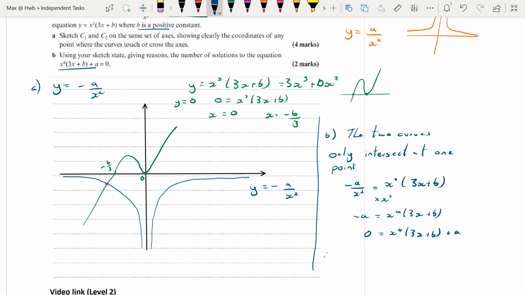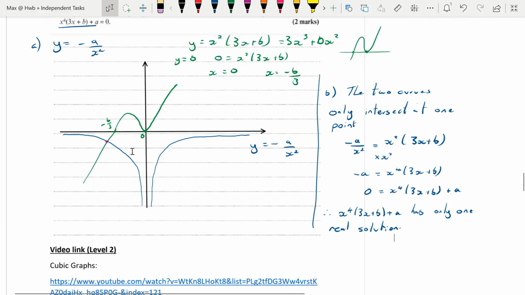Okay, so I'm going to say, therefore, this has only one real solution. But the key aspect is that I'm looking at my graph and I'm going, yeah, it only crosses at 1 point, so it has to only have one solution.